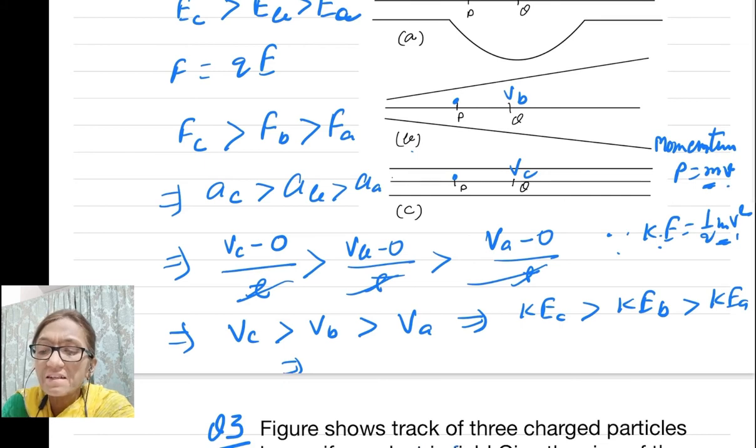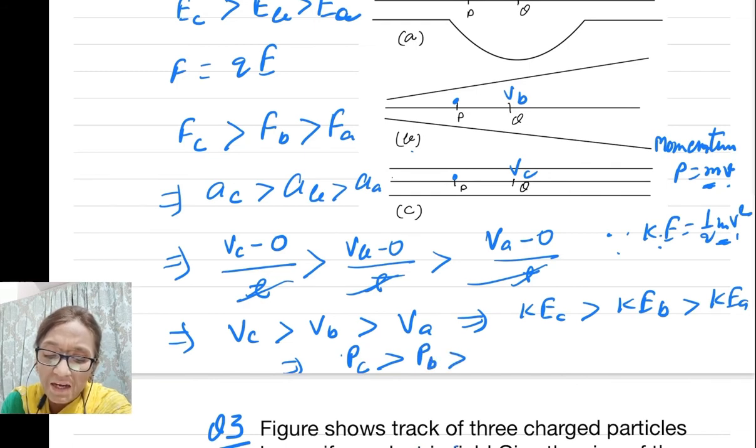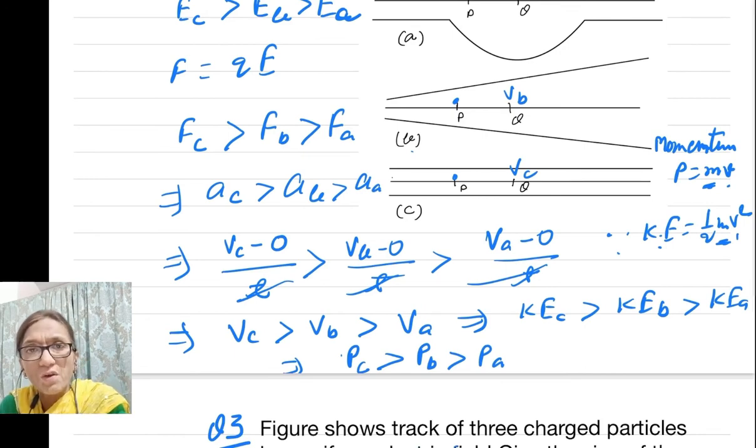Mass in the three cases is the same, but velocity is not the same. So momentum P will be highest in case of C, then in case of B, and then momentum in case of A. So this is how you will be doing the questions.